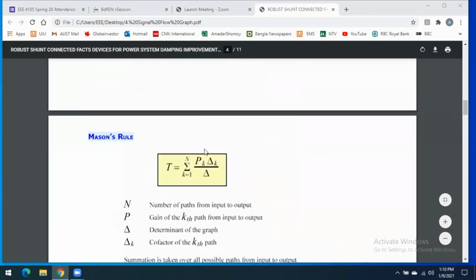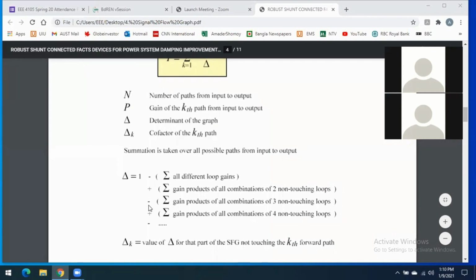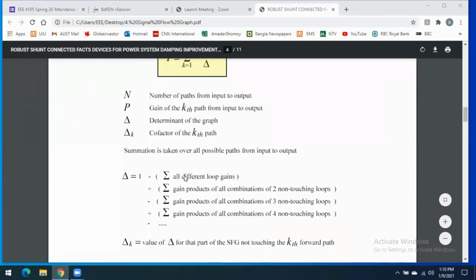Delta is called the graph determinant, which is 1 minus the sum of all loop gains. Then you look for non-touching pairs of loops. So this is minus, and plus, and minus. That's the way it goes: minus, plus, minus. Okay.